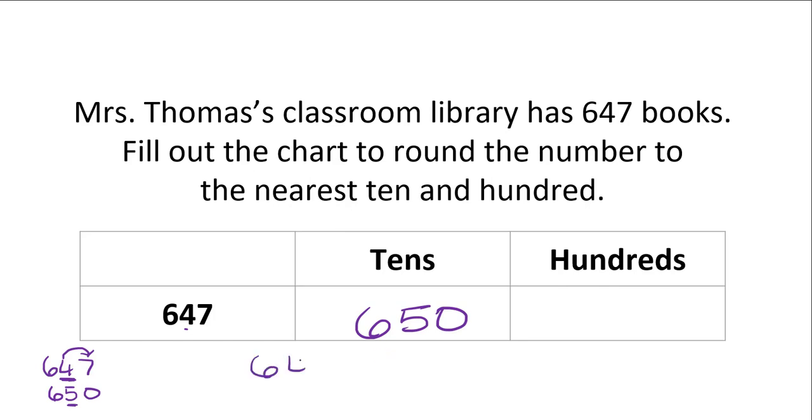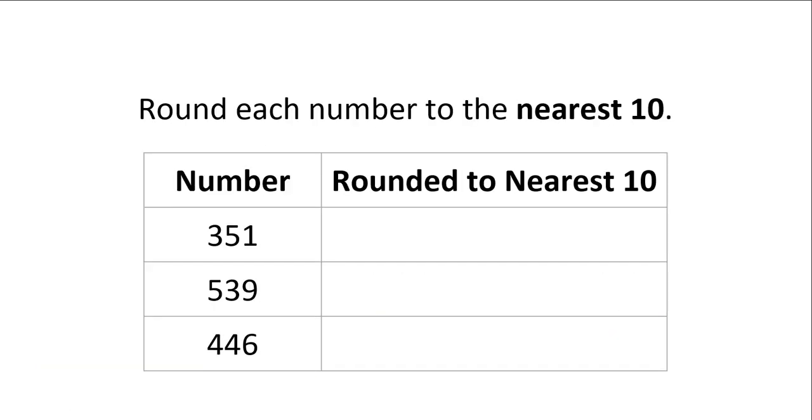What if we rounded 647 to the nearest hundreds? We would underline the digit in the hundreds place, right? And then we would look next door. That digit is a 4. It's not 5 or more. So the 6 will remain the same, and everything after the underlined digit becomes a 0. So 647 rounded to the nearest 100 is 600. Yay, we're doing such a great job.